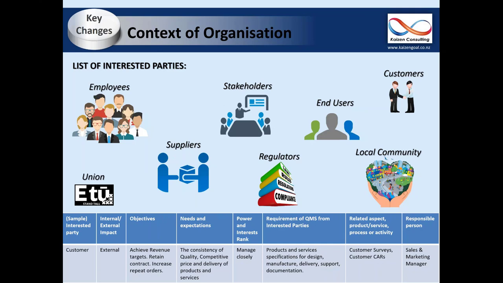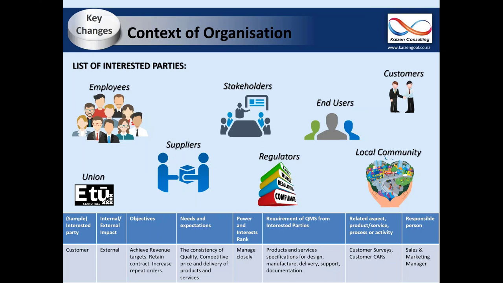So products and services, a specification for designs. That's something you expect from your customer, to be specific on the specification that they require from you. Manufacture, delivery, support, documentation, and other requirements. What aspect of this product and services process or activity do you have in your organization?